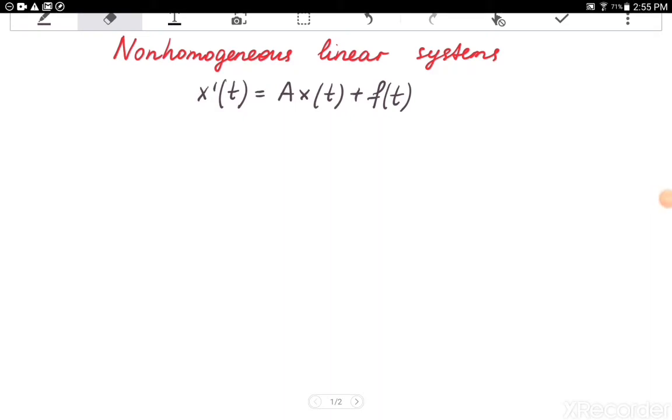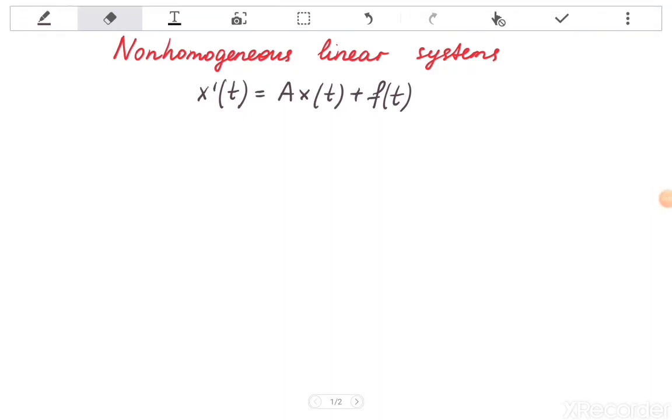Hello everyone, this is the first lecture of week 15, the final week of the course. During this lecture we'll consider non-homogeneous linear systems. The system is non-homogeneous if we have some additional vector function, f of t, which is non-zero.